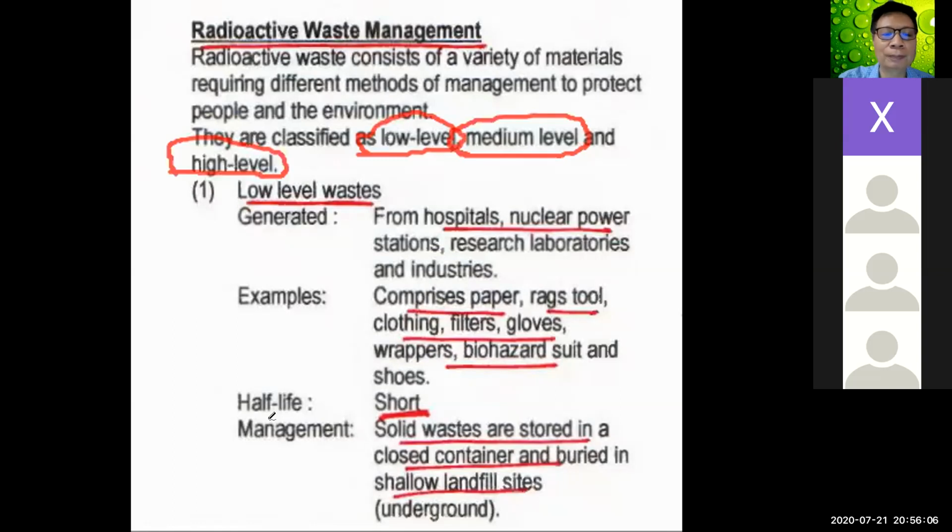So how to handle it? Solid waste is stored in a closed container. Put them in a container and bury it in a shallow landfill site underground. You put it inside a container and the container is buried underground. No need so deep, I mean, no need so thick. Okay. So this is low level. You have to put it in a container and then the whole container is buried underground.